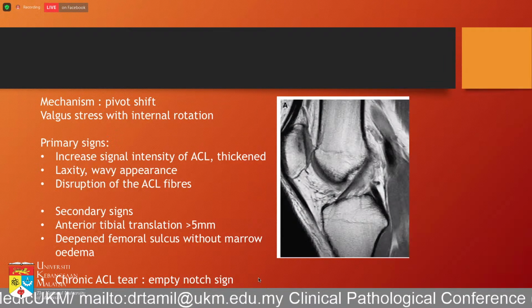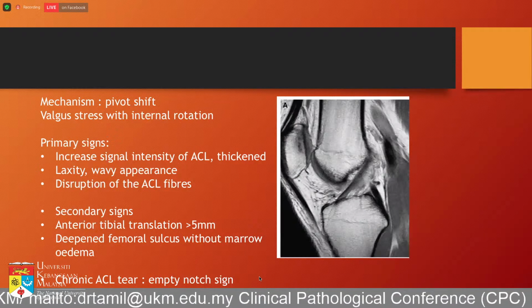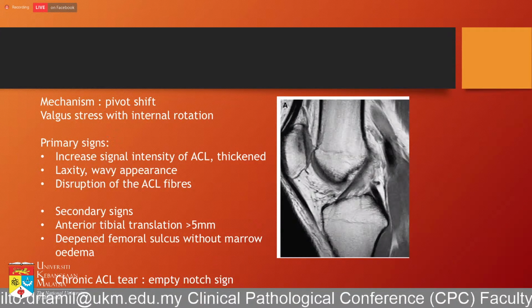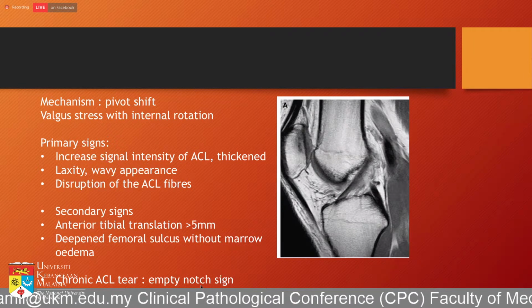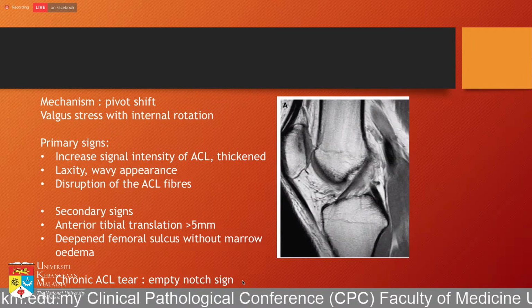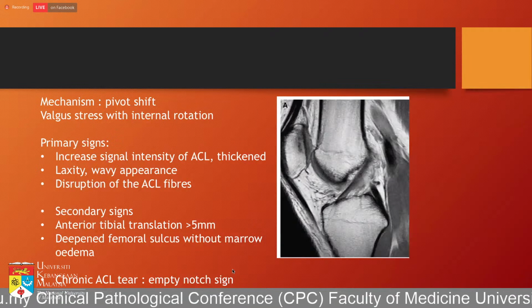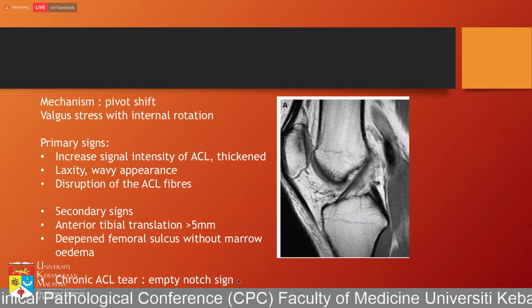This is at the site of the attachment at the femur, so at the medial aspect of the lateral femoral condyle. So you don't see the attachment of the ACL. Instead, you see some fluid there. So that's what we call an empty notch sign.